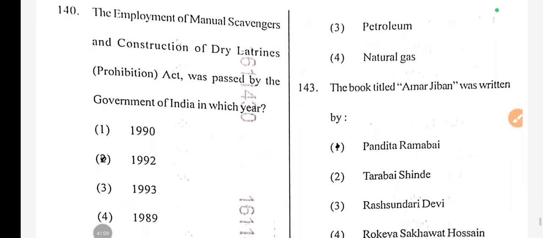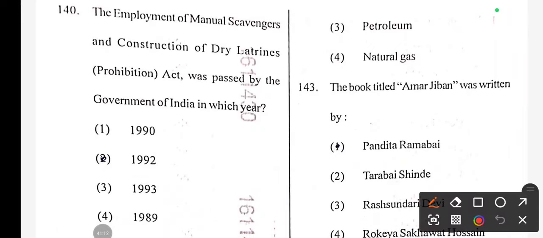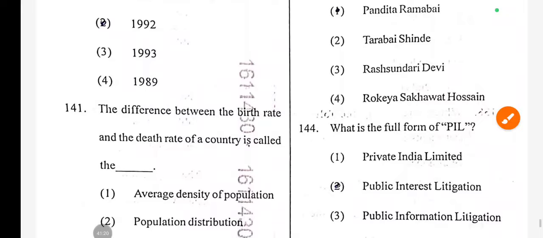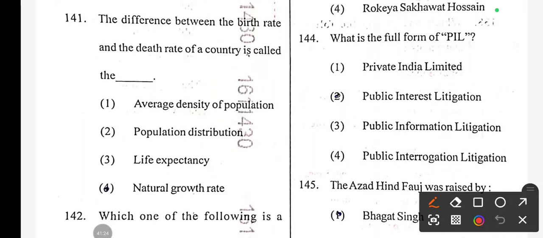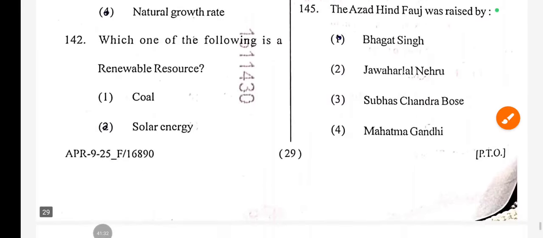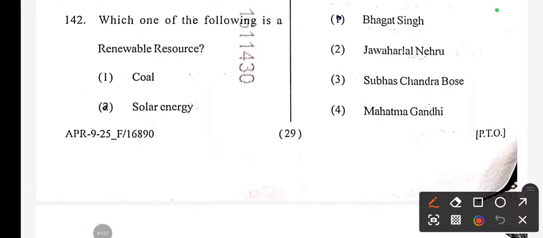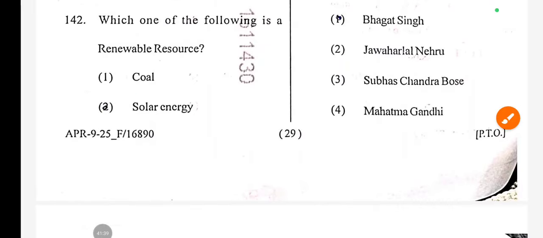140. The Employment of Manual Scavengers and Construction of Dry Latrines Prohibition Act was passed by the Government of India in which year? 1992. 141. The difference between the birth rate and death rate of a country is called the natural growth rate. 142. Which one of the following is a renewable resource? Option 2, solar energy.